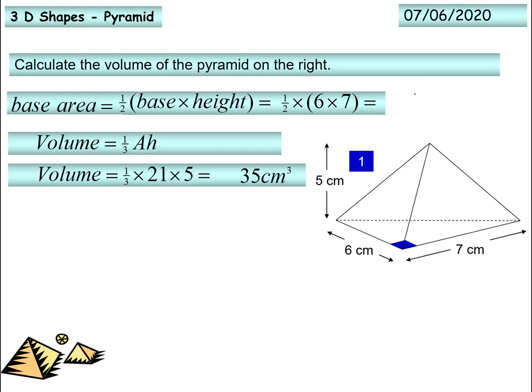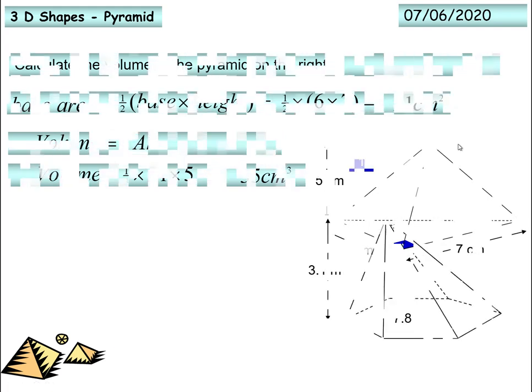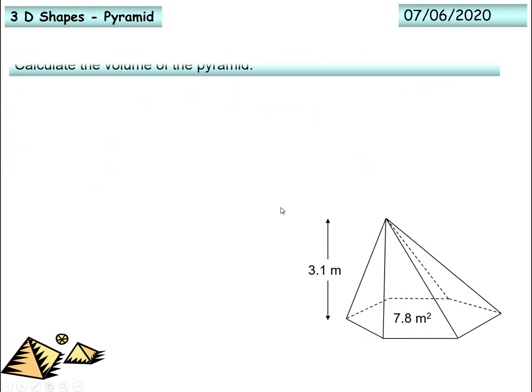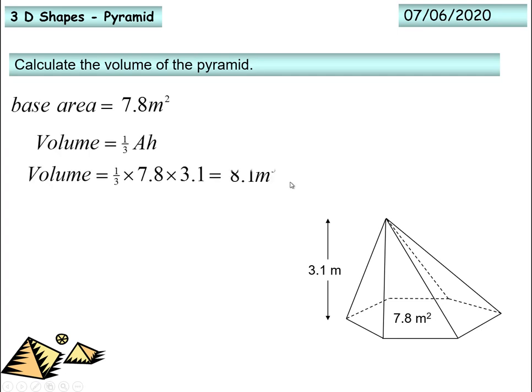So we should have 21 up here. Oh, there it is. Okay, that was a bit quick. We'll ignore this example. Because the base is not one of the shapes that we normally use, they've given us the area of the base. So that's 7.8, and we just plug it in the formula. So that's nice and easy. A third times base area times height. Very easy.